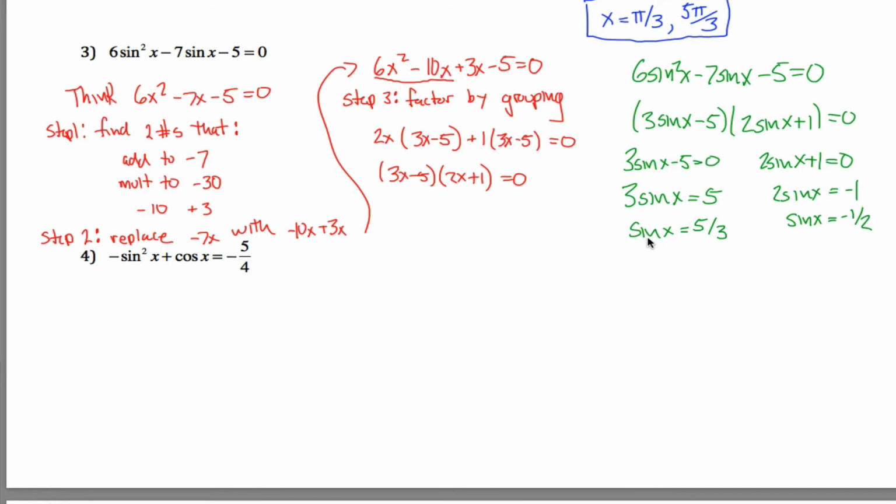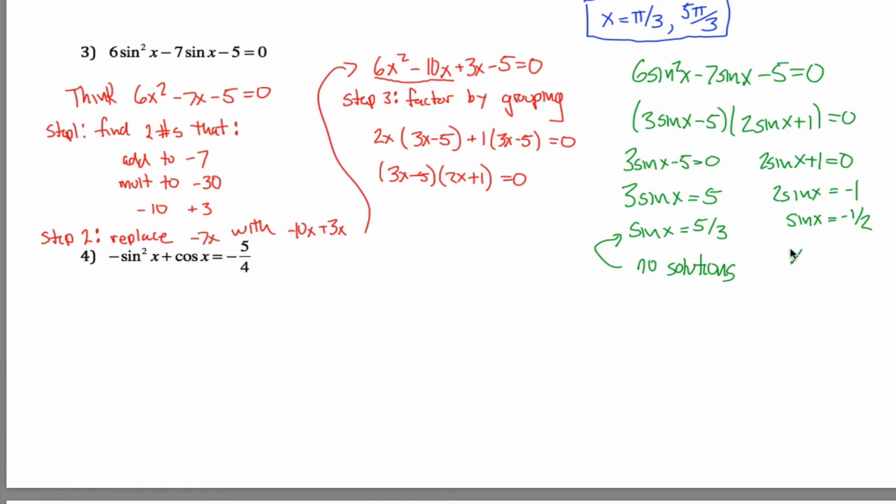The sine function has as its range values from negative 1 to positive 1. We can't get things out of the sine function that are bigger than 1. 5/3 is bigger than 1. There are no solutions to this equation. Not to the original equation, but to this equation right here.